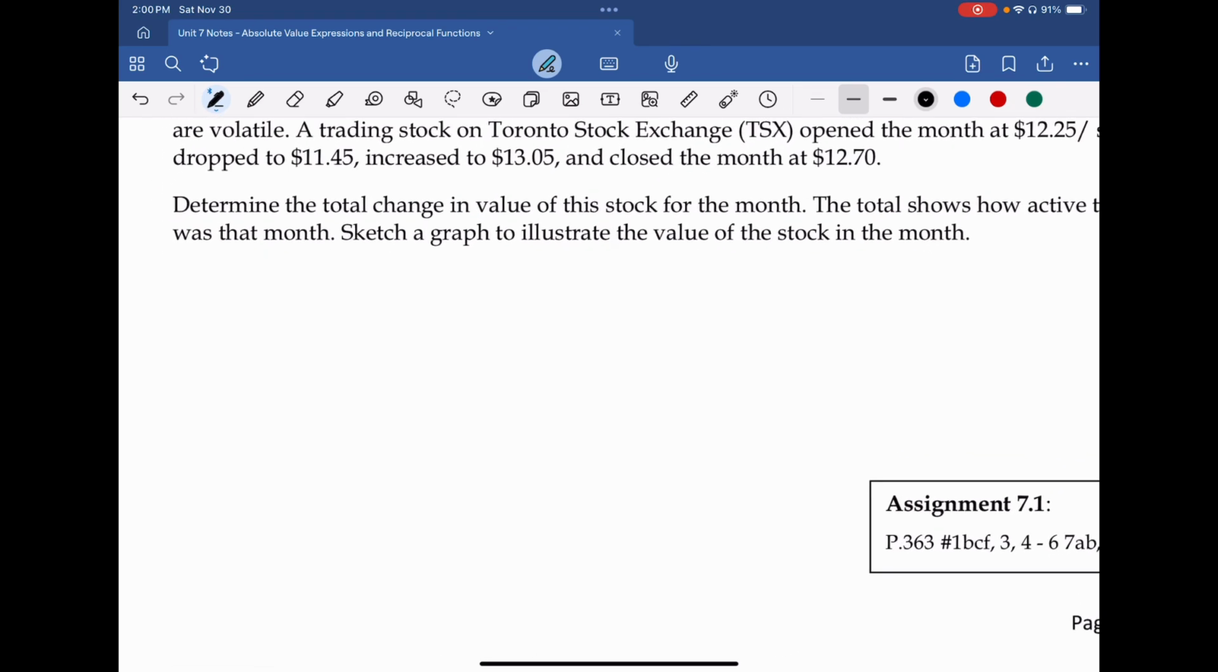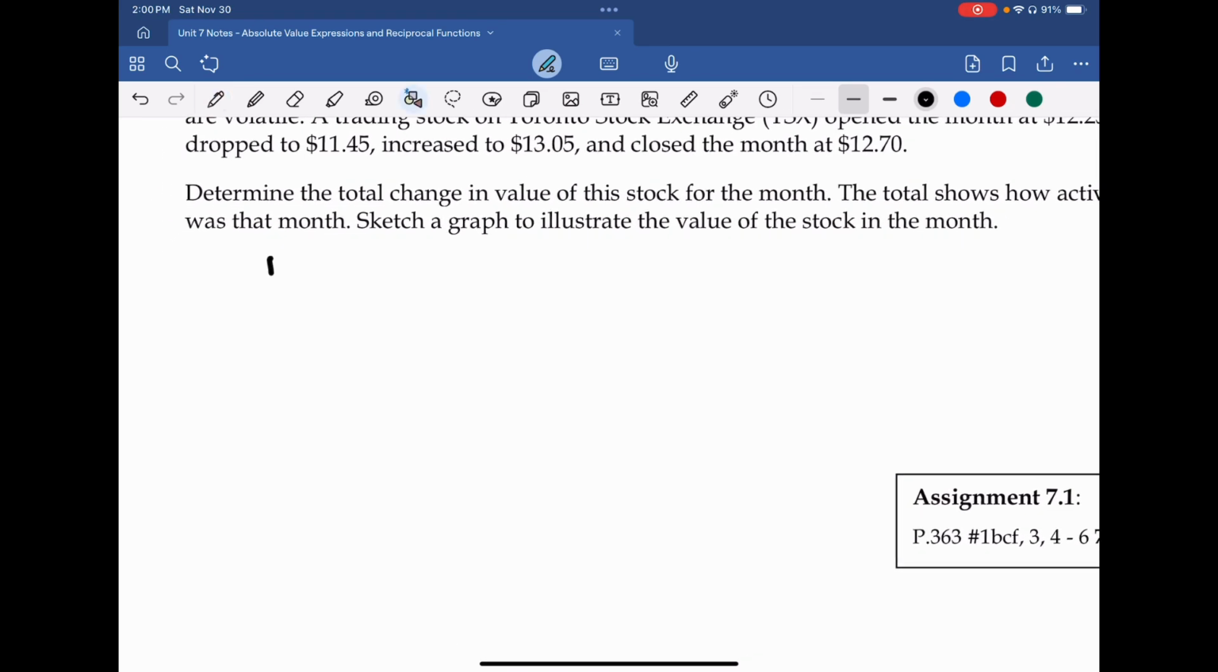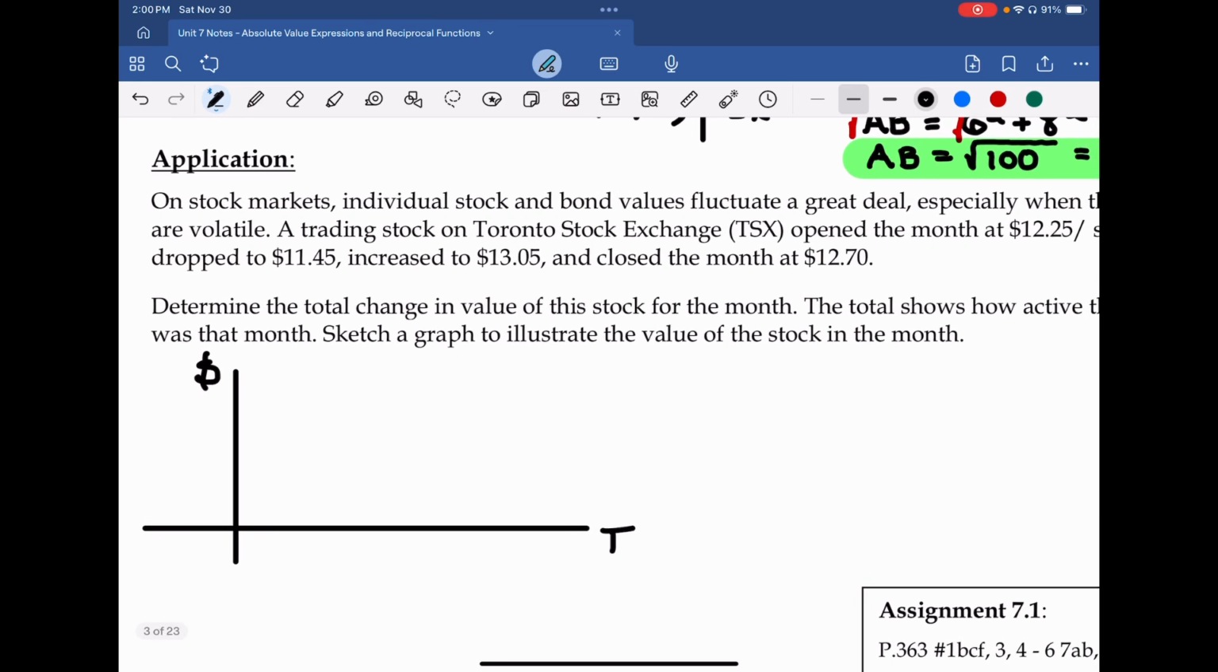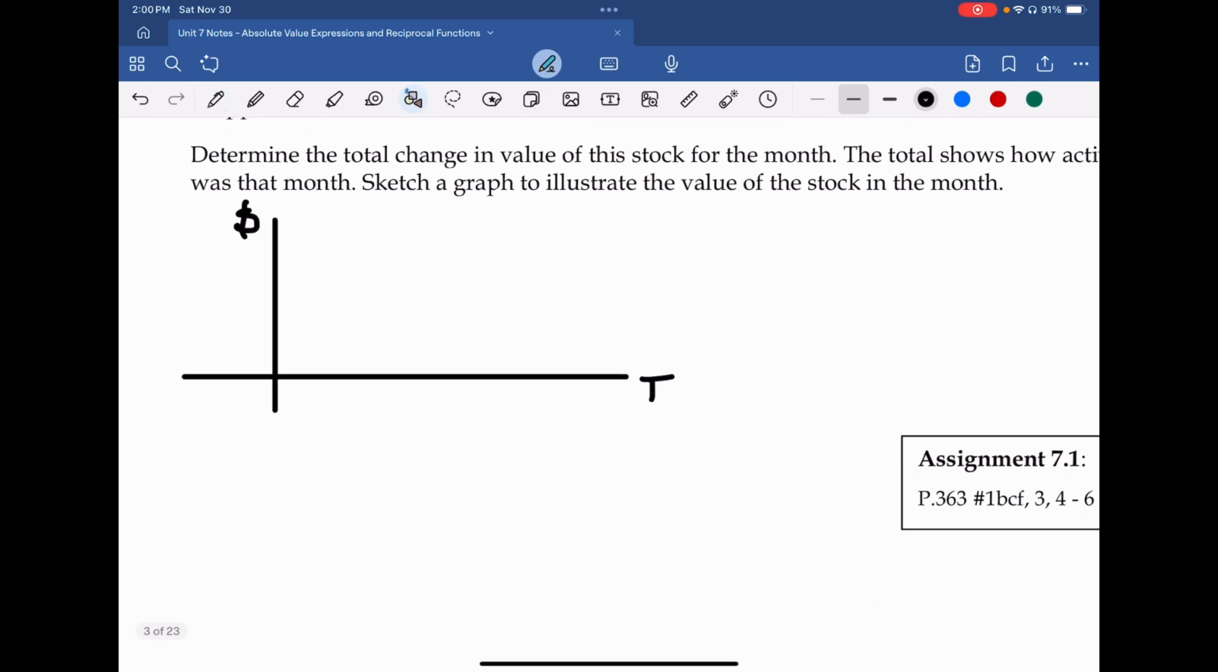And then we want to sketch a graph to roughly estimate what's happening here. So I want you to draw a very basic quadrant 1, where we have our dollar figures on the y-axis and our time period on the x-axis. Because there was a sequence of 4 events, I'm going to mark 1, 2, 3, 4. We can assume each tick is a week that goes by: first week there was a price, second week, third week, fourth week, until we close the month.